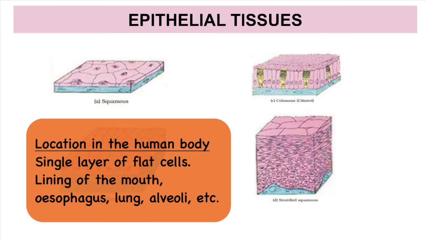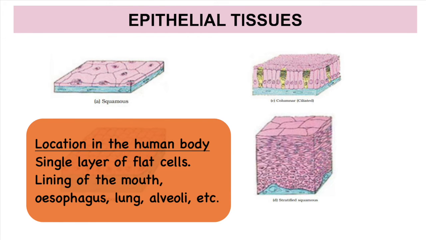The combination of cell shape and the number of cell layers is used to classify epithelial tissue. That is, simple columnar epithelium would consist of a single layer of column-shaped cells. The cell shape in stratified epithelium can vary, but the shape of the cell at the apical surface determines the name. The main function of epithelial tissue varies depending on its location.